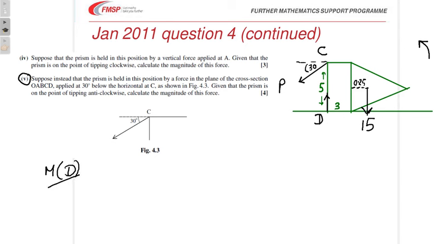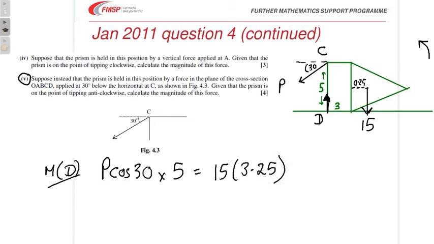On the point of tipping, the reaction force from the base of the prism would be acting through the point D. So moments about D doesn't bring in the reaction force, luckily. And we've got P. The clever thing to do here is to split P up into components. P cos 30 times 5 has a moment about D, but P sine 30 goes straight through D. So no moment. So P cos 30 times 5 is equal to 15 times a total distance of 3.25.